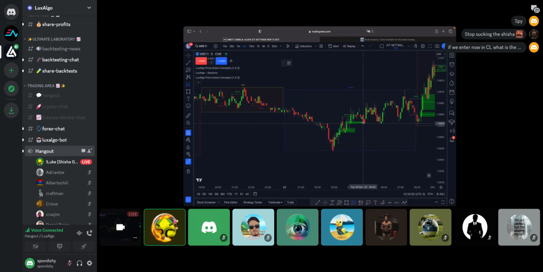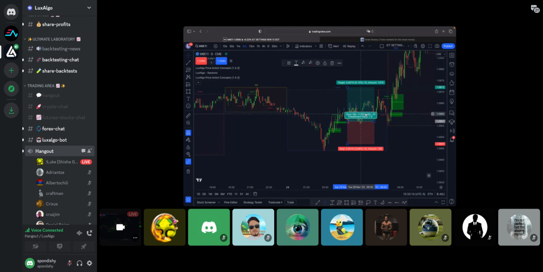We enter at the FVG. Put stop loss at any low below all the FVGs, like here, or a swing low. And target previous session high. And there you go, guys.